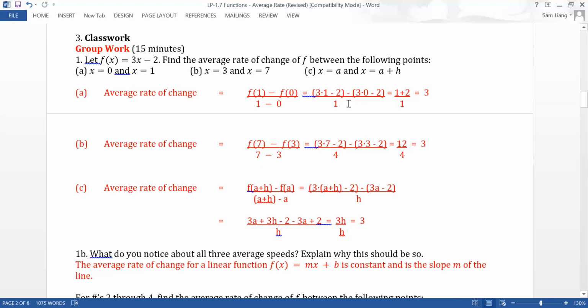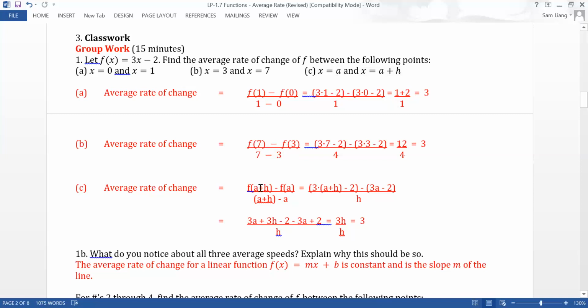All right, next we're going to have this general variable evaluation. So it'll be f of a plus h, right? That's the second point. And you always want to evaluate the second point first because that's your ending point. So evaluate the ending point and then the beginning point. So f of a plus h minus f of a over a plus h minus a.